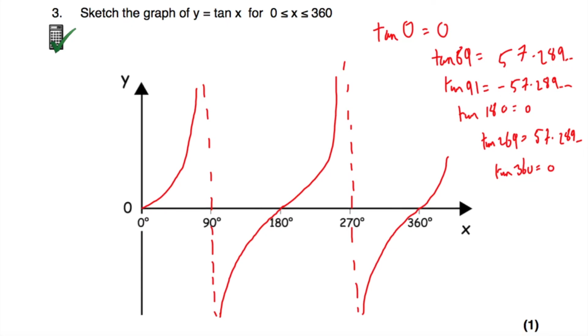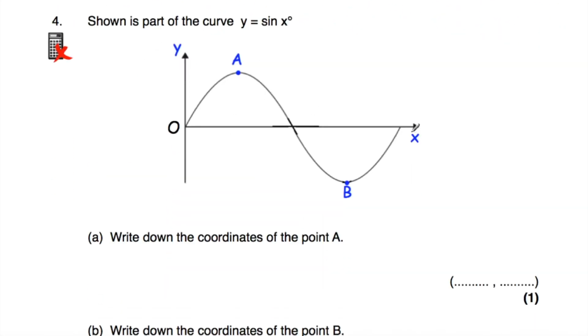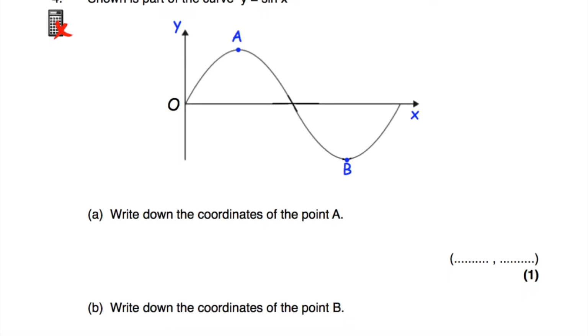Okay, let's look at our next question, question number 4. Our next question says, shown is part of the curve of y equals sine x degrees. We've got the sine x graph, and here we've got the points A and B. We've been asked to write down the coordinates of the point A and the coordinates of the point B. So it's quite important to know the shape of the graph.